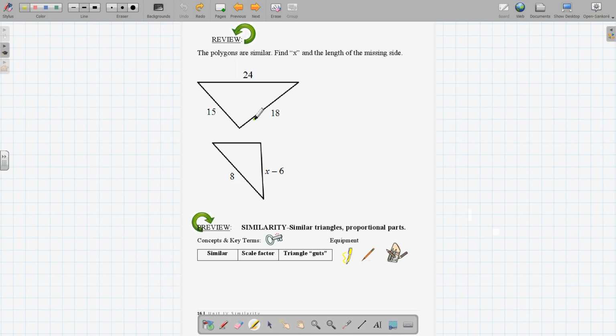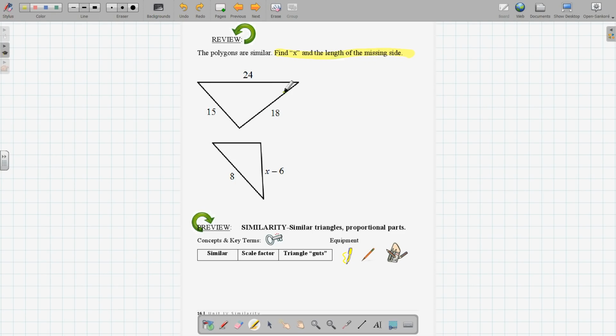Go ahead and use the concept of similarity in order to solve for x below. Pause the video, do your own work. Welcome back. Let's take a look here.